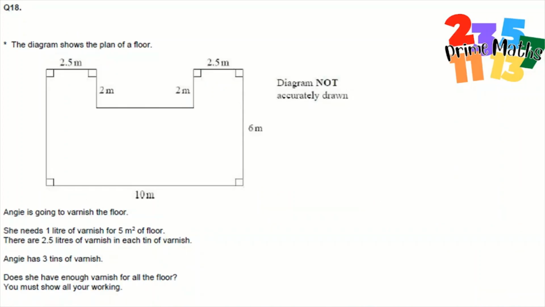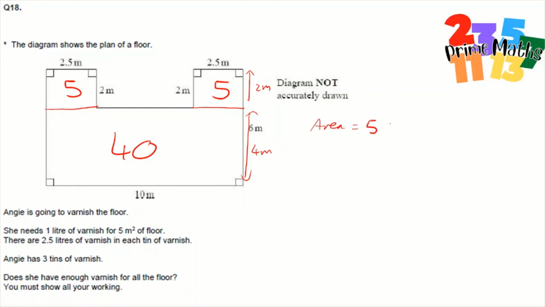Question 18, we have a floor plan. Angie wants to paint the floor with varnish, so I'm going to split the floor up so I can find the area. The area of this section is 5, this section is 5, this part here is 4 metres because this one is 2 metres, so the area here is 40. When I put these together, we have a total area of 50 metres squared.